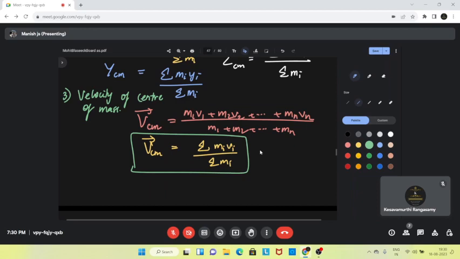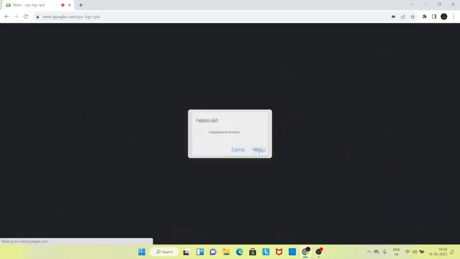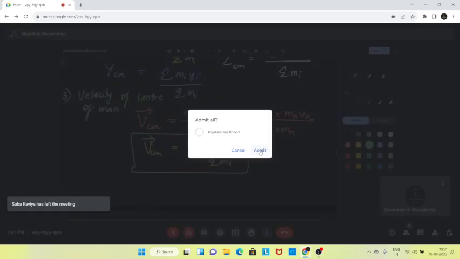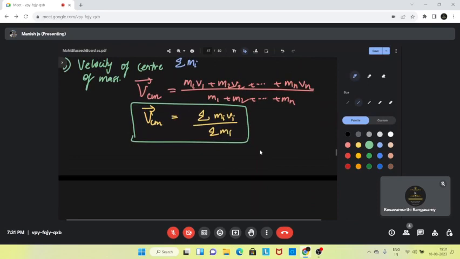If there is no force that is going to act, suppose your net external force acting on the system of n particles is 0, then what is going to happen to the velocity of center of mass? That is going to be constant. If there is no external force that is going to act, it is going to remain constant. So that is one point that you guys should remember. That is a condition. This is the formula for velocity of center of mass.